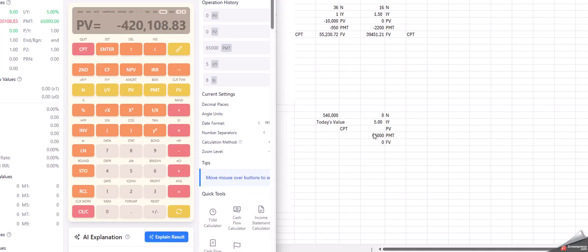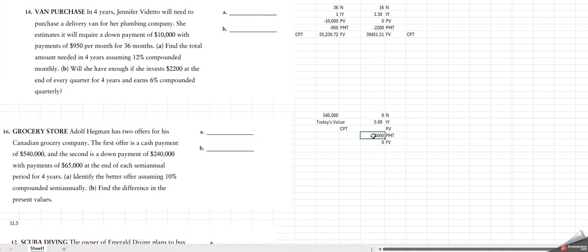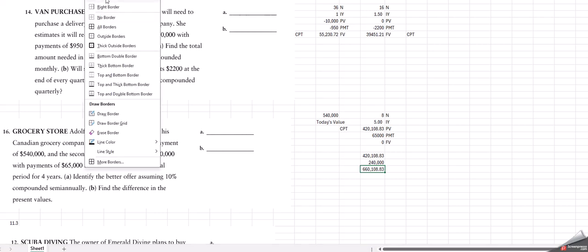So 420,108.83. Now we don't compare those yet. That's the present value of those payments. We still have to factor in the down payment. So the $240,000 is a down payment, and in total, we add those together.